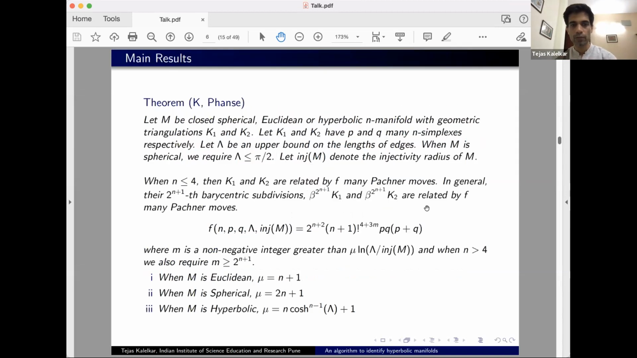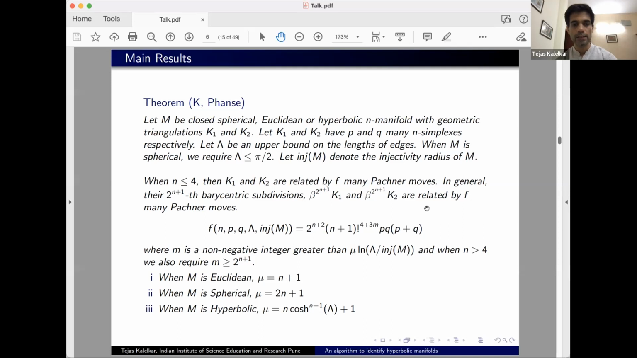And this is kind of what we've answered. So it's a long statement. I'll read through it carefully. So let M be a closed spherical, Euclidean, or hyperbolic n-dimensional manifold with geometric triangulations K1 and K2. Let K1 and K2 have P and Q many n-dimensional simplexes. Let capital Lambda be an upper bound of the length of edges. When M is spherical, we require capital Lambda to be less than or equal to pi by 2. Let inj M denote the injectivity radius of M.